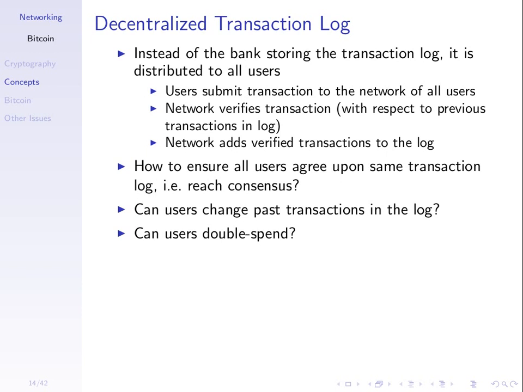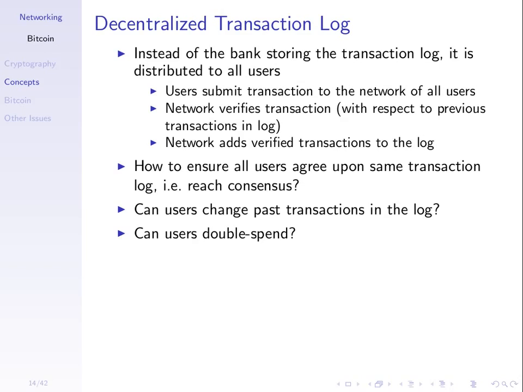So a user creates a transaction. Everyone else in the network of users verifies that transaction. And if it's acceptable, if it's not rejected, then they add that to the log. Okay, so it's added to the end of the log and then distribute that updated log to everyone else. So that's Bitcoin. That's how it works. Users create transactions. There's one log of all transactions, but everyone has a copy. As a new transaction comes, people verify that it's valid and then add it to the log.